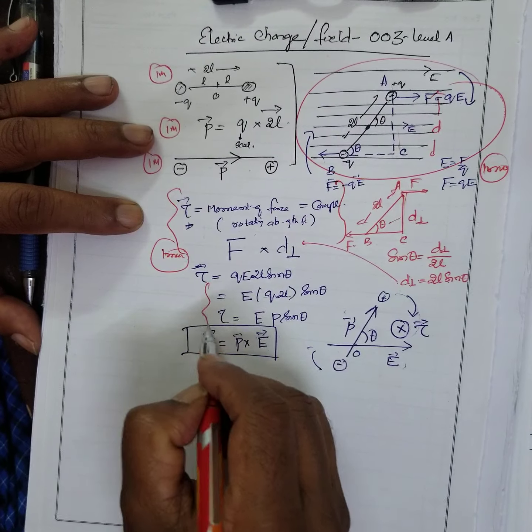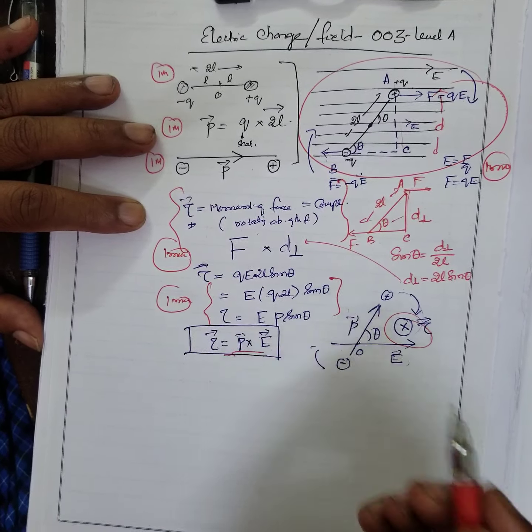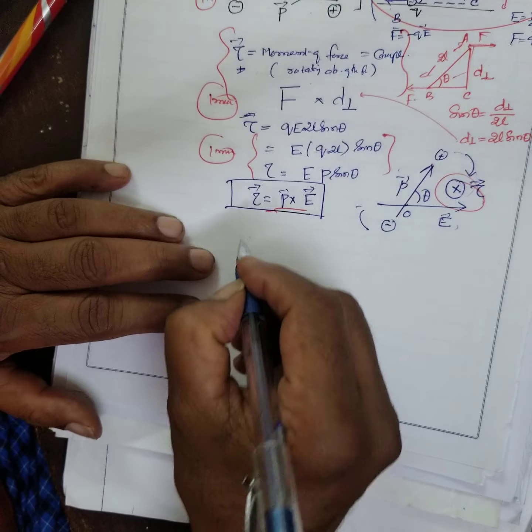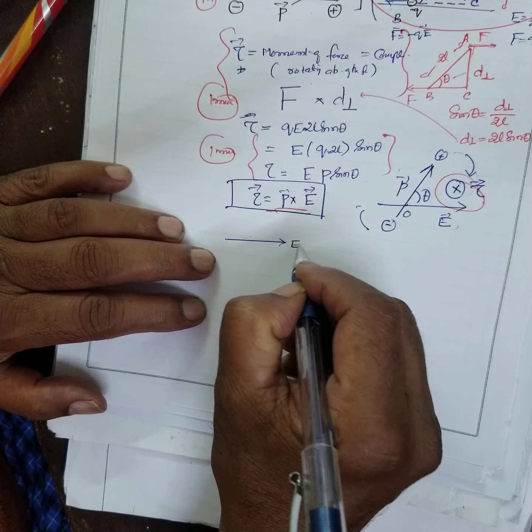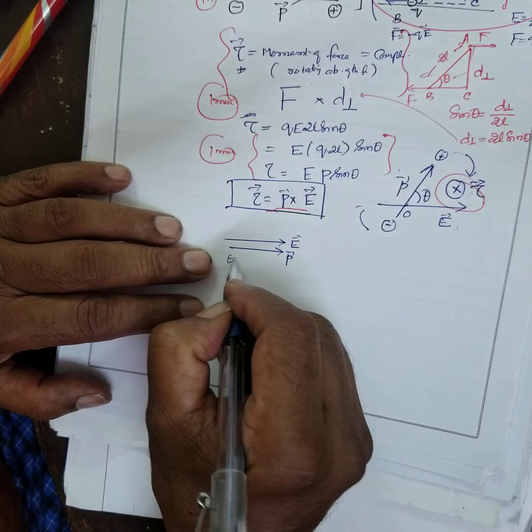And final expression, 1 mark. Or if you write it better, all these things will add to your value. And for 5 marks they may ask you: suppose this is the electric field and the dipole moment P is also in the same direction. This is negative and positive.